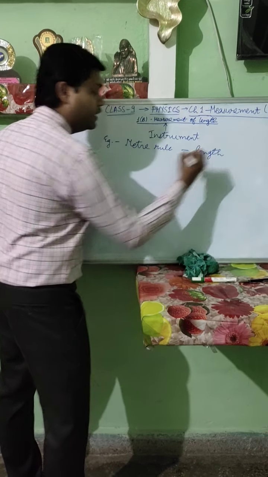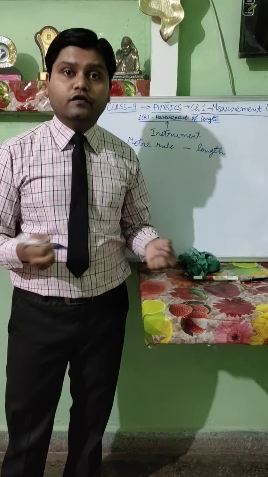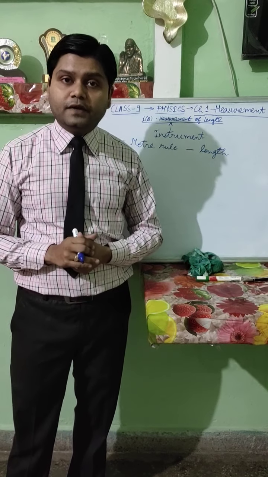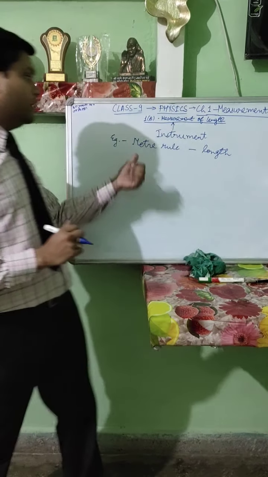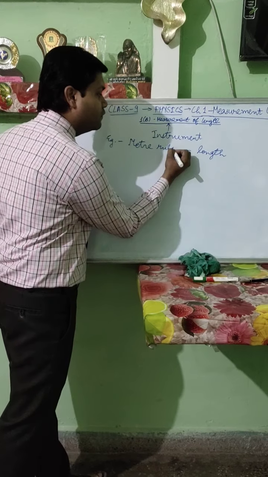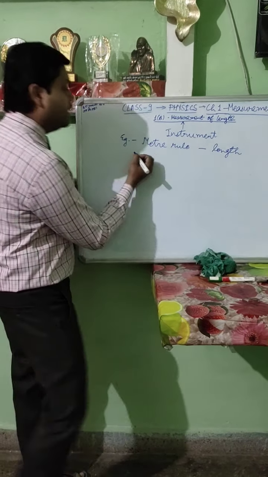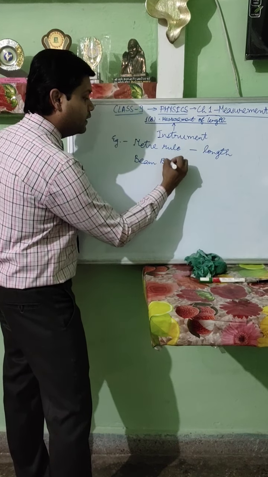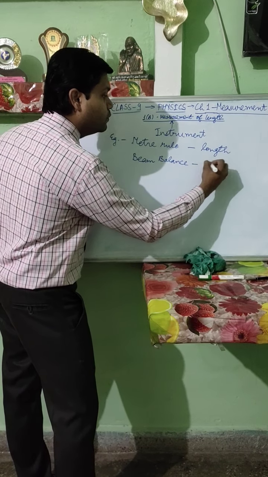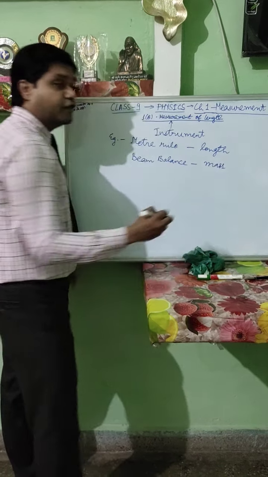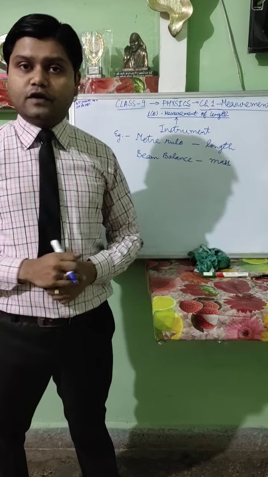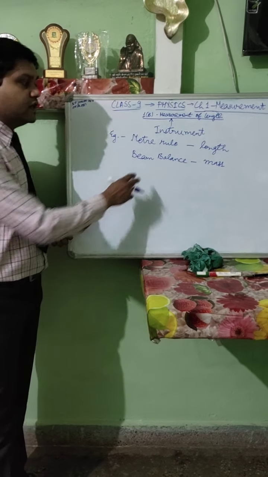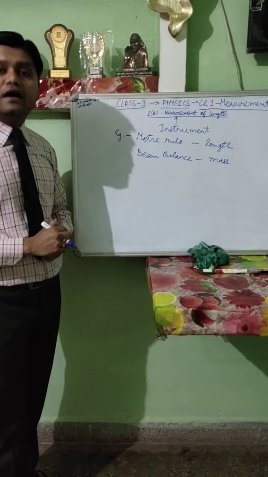If you go to buy cloth for your pant or shirt at the shop, the device used by the shopkeeper to measure the length of the cloth is known as the meter rule. So the meter rule is the device we use for measuring length. In the same way, beam balance and physical balances are used to measure mass. Suppose your mother tells you to buy 5 kilograms of sugar from the shopkeeper, then what type of balance does he use? He uses a beam balance for measuring the mass of the sugar.